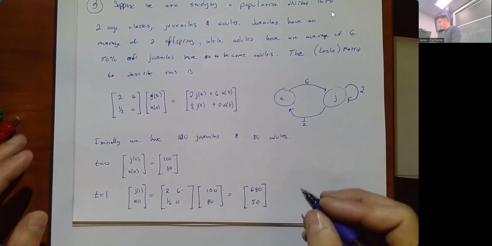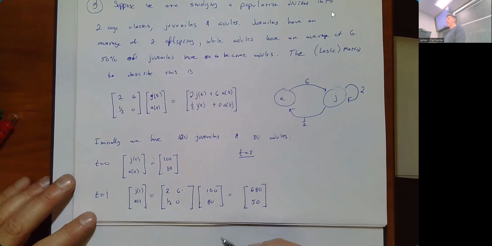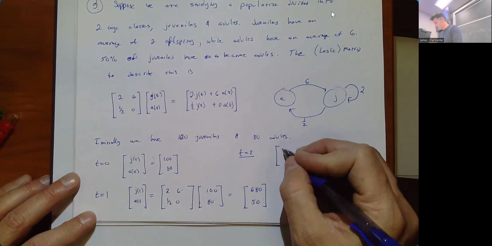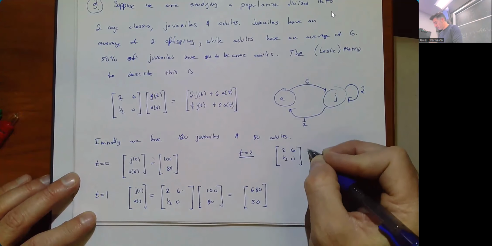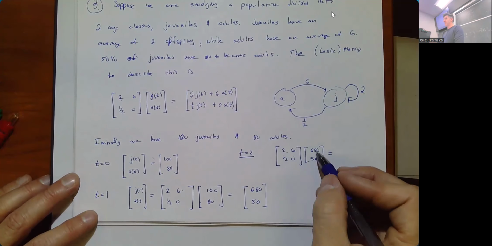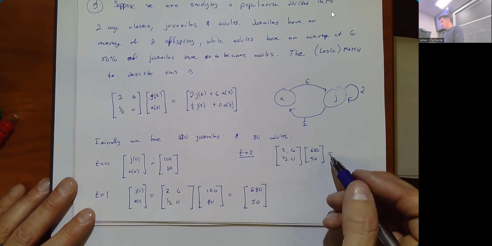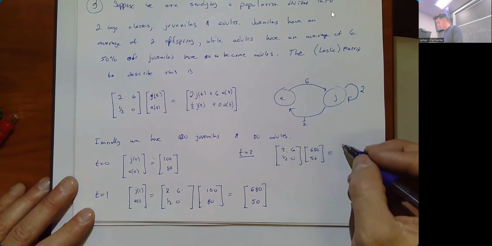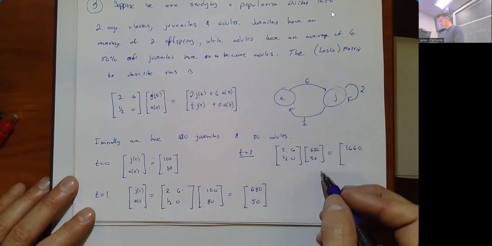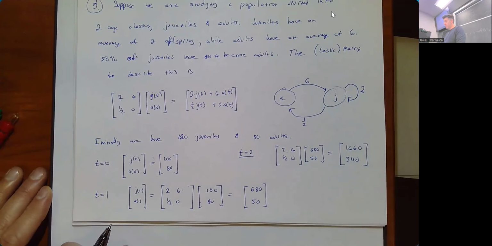What about time equals 2? I can take the amount I have at time equals 1 and multiply by the same iteration of the matrix. So I'm going to have now 2, 6, 1/2, 0 times 680, 50. Let's see what we get here. 2 times 680 is a big number. It's 1360, I think. Plus 6 times 50 is 300, so I get 1660. Let's double check that. Yep, I do. And then 1/2 times 680 is 340. And the process goes on.